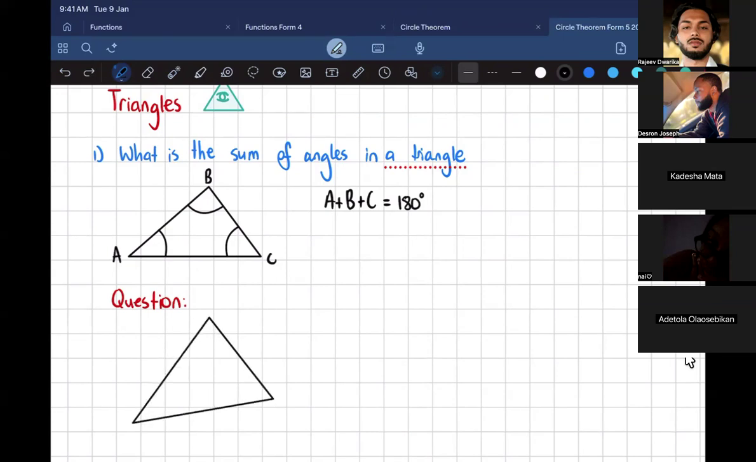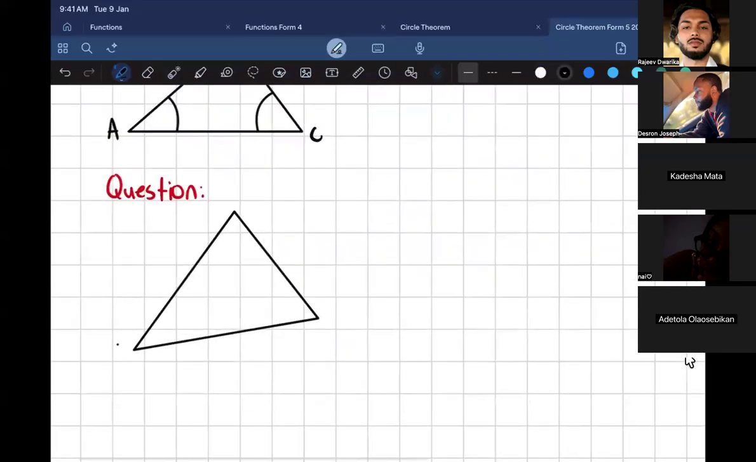All right. Something you need to be familiar with is the angle notation. You need to be familiar with that. So, Kadisha, give me three letters. EFG. Okay, EFG.